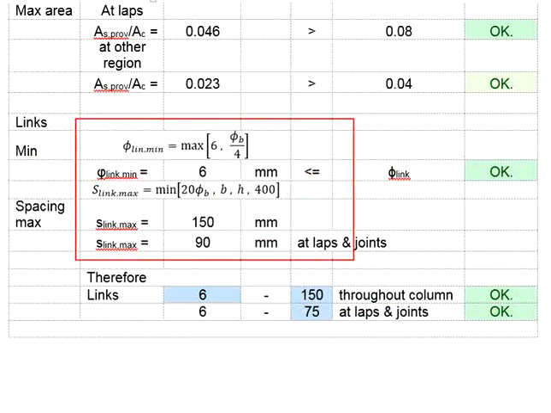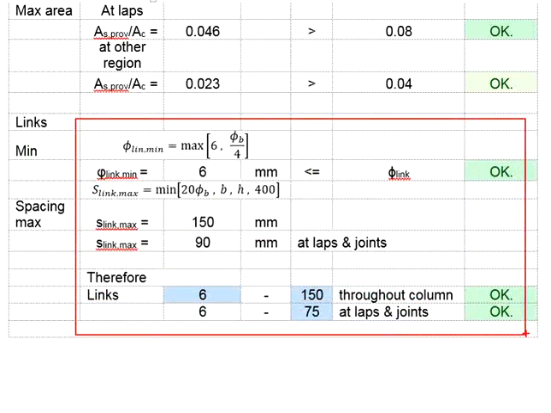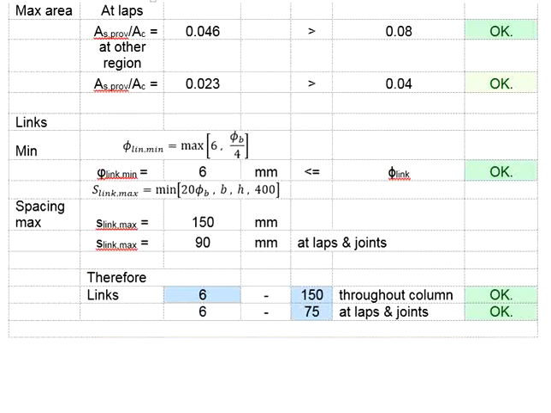And then we'll proceed with the requirements for the link. This one is also typical. We have discussed about this in our previous example. With that, ultimately we get the 6H150 throughout the column, and then at the joint as well as at the lap region, you will use 6H75.